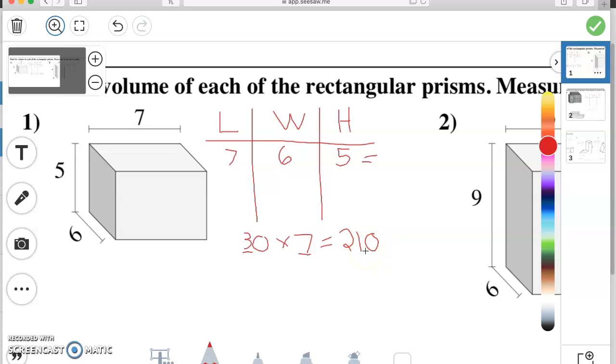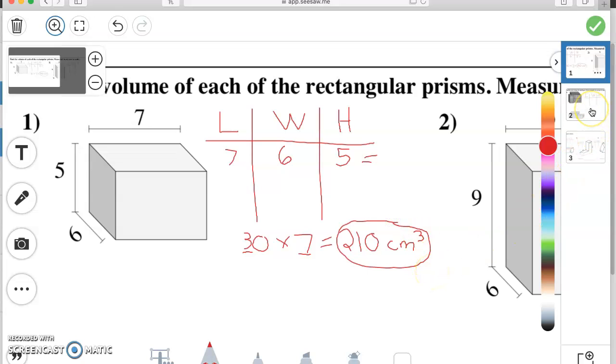Now I need to make sure I put a label up over here. It told me that it was measured in centimeters, so I'll go ahead and put the cm for that. And then anytime you're measuring in volume, you want to label it with a little 3 as the exponent. That means centimeters cubed. That tells us that it's 3D. So this right here would be my answer to that first problem.